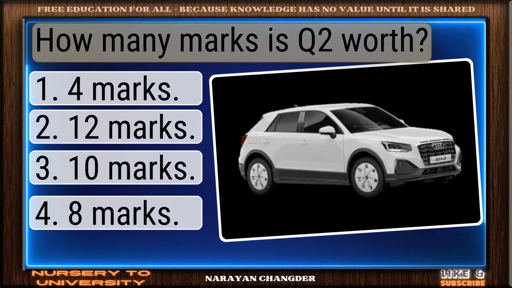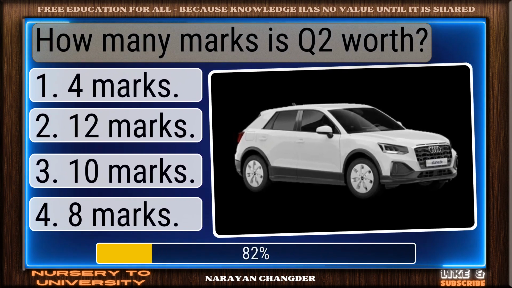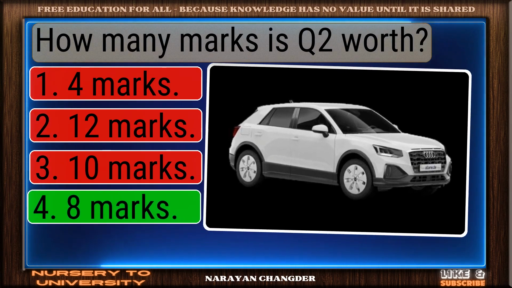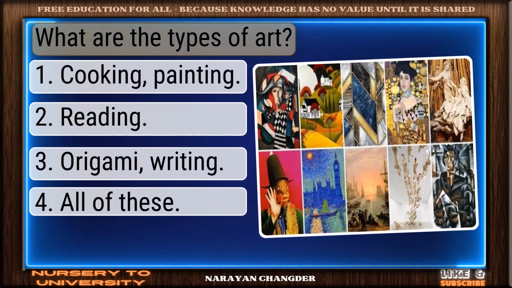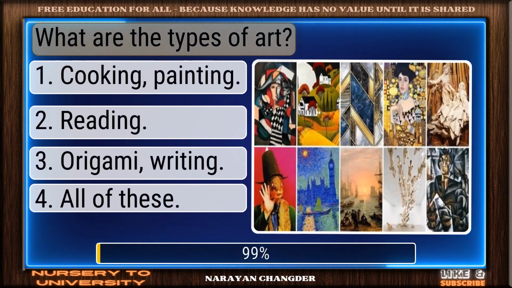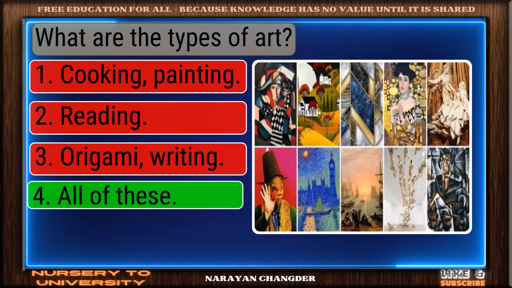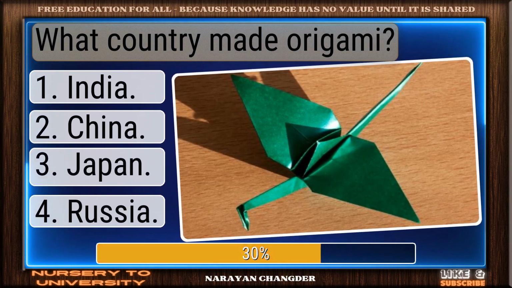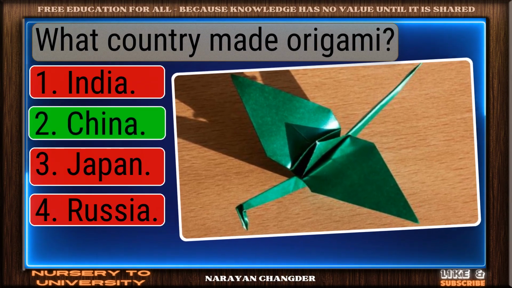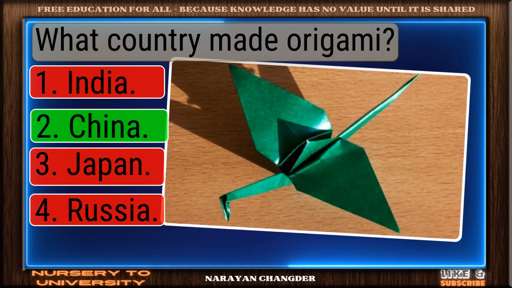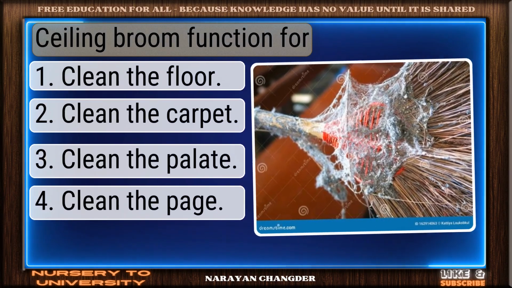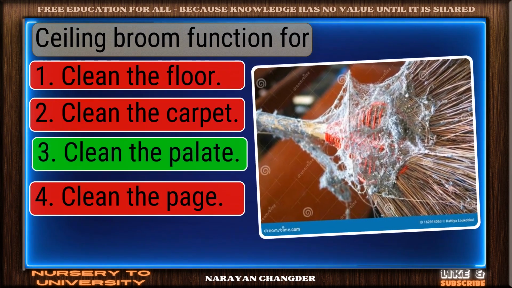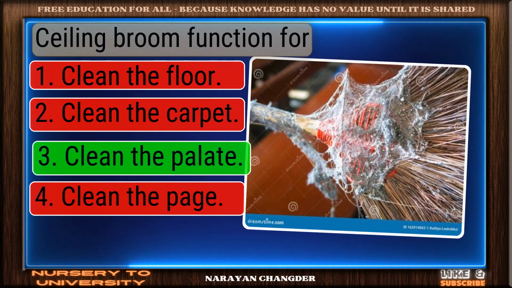How many marks is Q2 worth? Right choice. 8 marks is the best answer. What are the types of art? Great thinking. All of these is the right choice. What country made origami? Sharp thinking. China is the right choice. Ceiling broom function for? Excellent. Clean the palette is a brilliant choice.